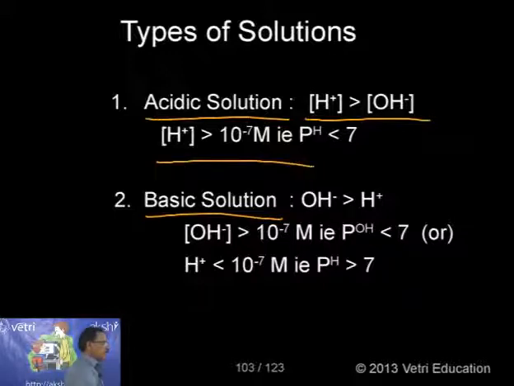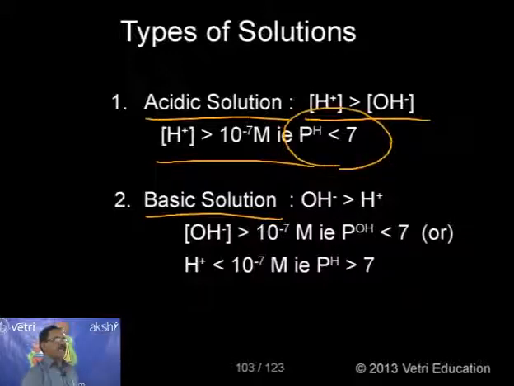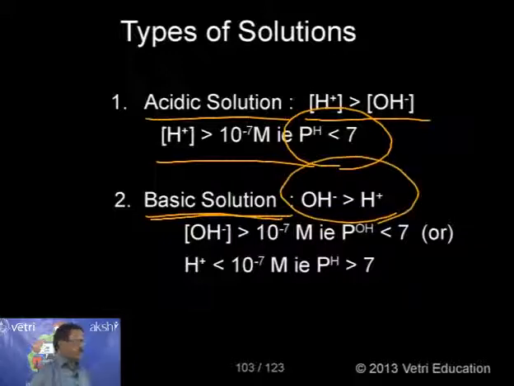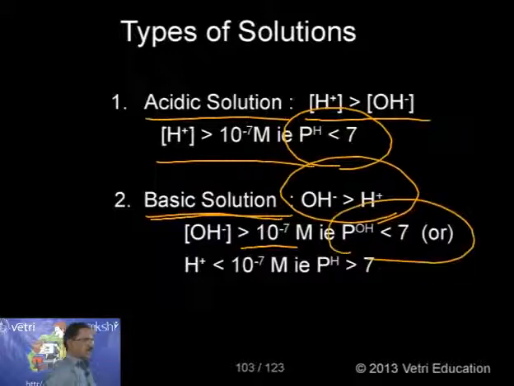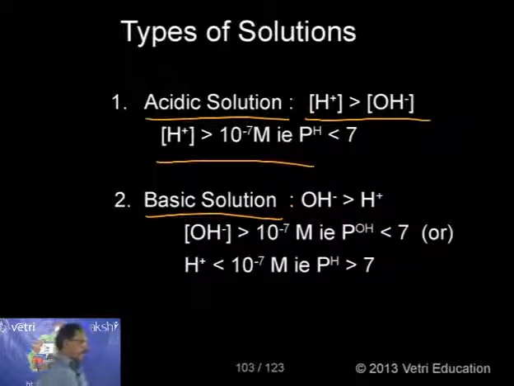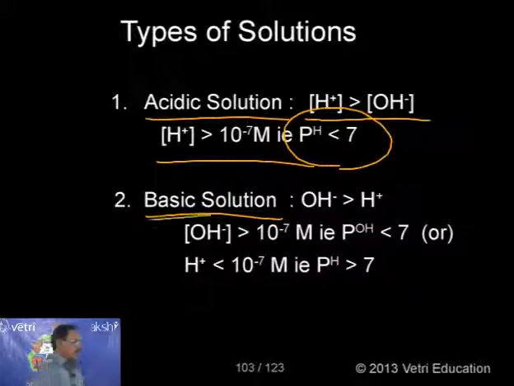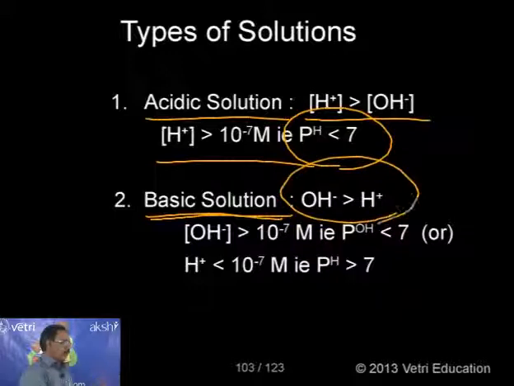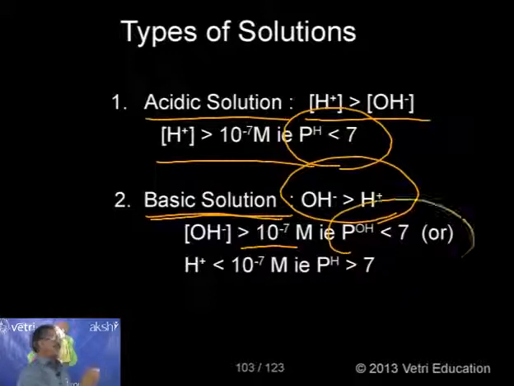In that particular case, H plus is greater than 10 to the power minus 7 M. So the pH value will be less than 7. So if you measure pH value, if it is neutral it is 7, less than 7 is acidic. In the same way, if you go for a basic solution, OH minus will be greater than H plus. In that case, OH minus is greater than 10 to the power minus 7 M. So correspondingly, pOH will be less than 7 and pH will be greater than 7. That's the interesting information. Because this is regarding pOH, pOH will be less than 7, whereas pH will be greater than 7. So whenever it is greater than 7, it will be basic.